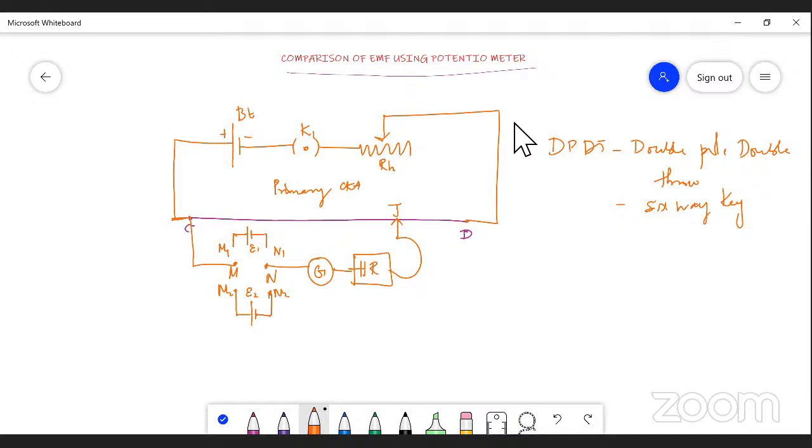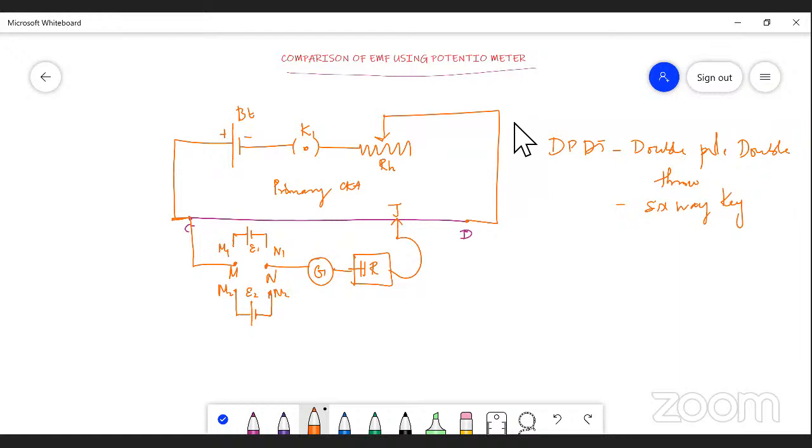So in order to avoid this kind of trouble, we introduce this DPDT switch or six-way key, where 6 terminals will be provided and a key will be there at the point MN.